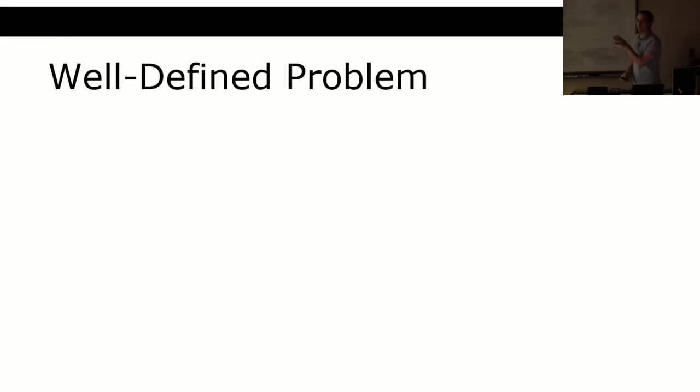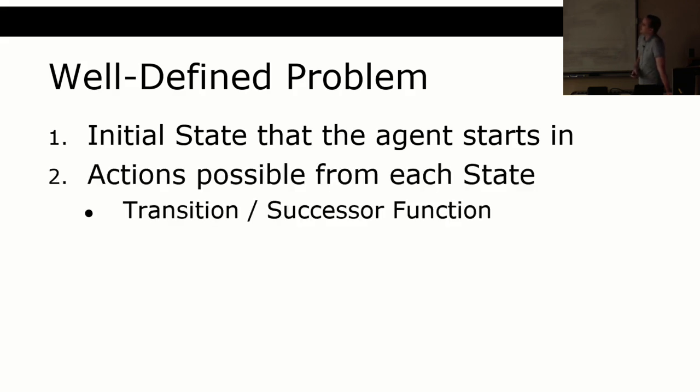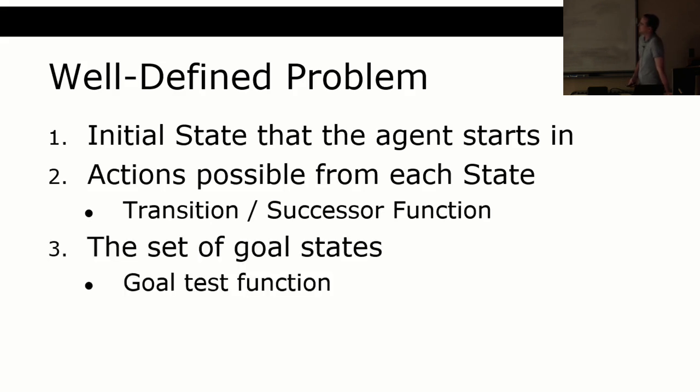So, a well-defined problem, meaning one that we can actually write an algorithm to solve, has to have a number of things, and this is a great exam question. So first, it has to have the initial state that the agent starts in. We have to know where we're starting in that environment. We have to know the actions that are possible from each state. So how do I transition between states in that environment? And what is that successor function, right? Like, is it deterministic, is it stochastic, etc.?